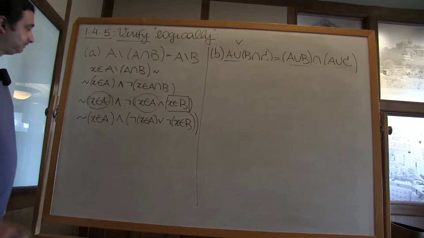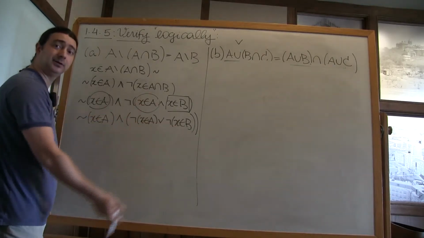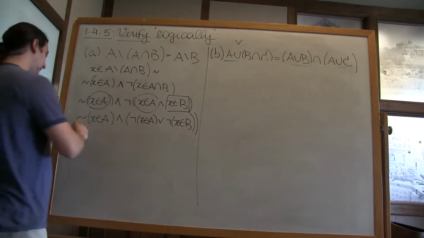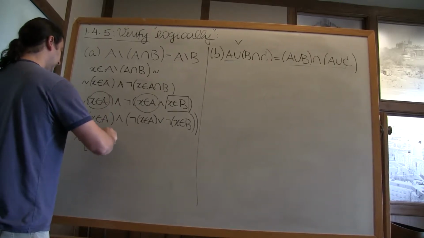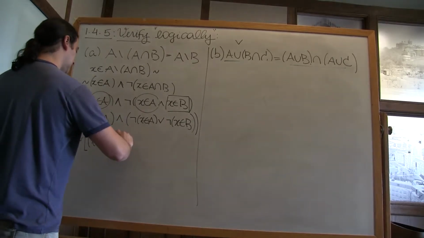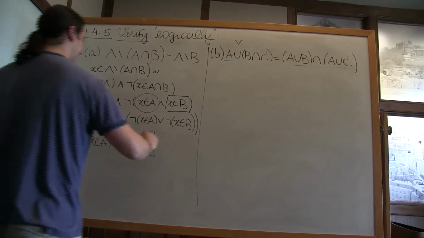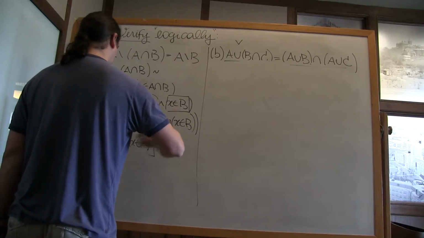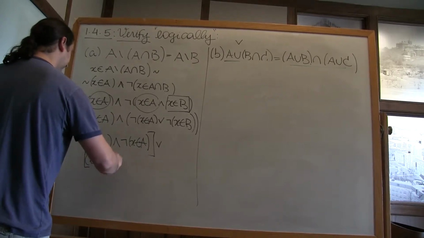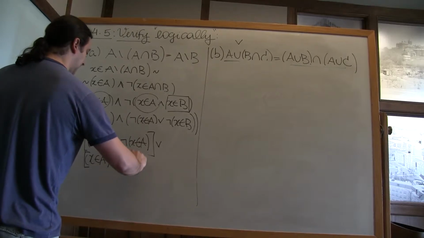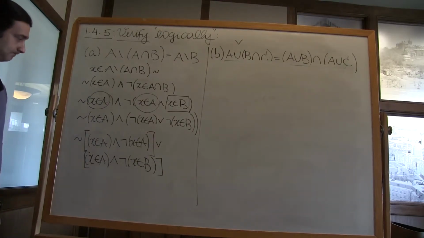Now, what can I do? Here I have and, and here I have or. And I can use the distributive law. So I can distribute this, and what do I get? So I have x belongs to A and not x belongs to A. And here the connecting is or. I have x belongs to A again and not x belongs to B. Okay, distributive law.